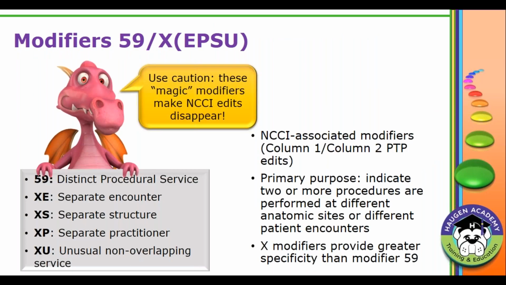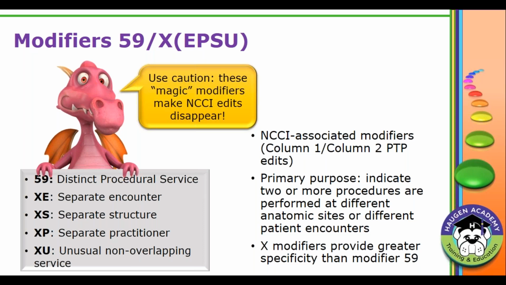So modifiers 59 and the X modifiers. These are the magic modifiers that make NCCI edits disappear. These are the modifiers that a lot of billers know about, because they'll say, oh, just put a 59 on it and that edit will go away. So modifier 59 is the original CPT modifier, and then CMS came out with 4 X modifiers that are HCPCS modifiers that are kind of subsets of modifier 59.